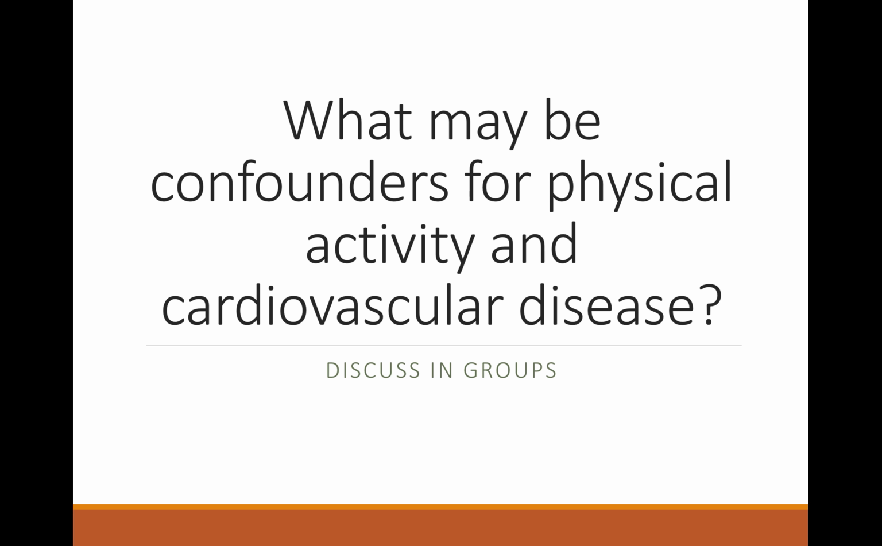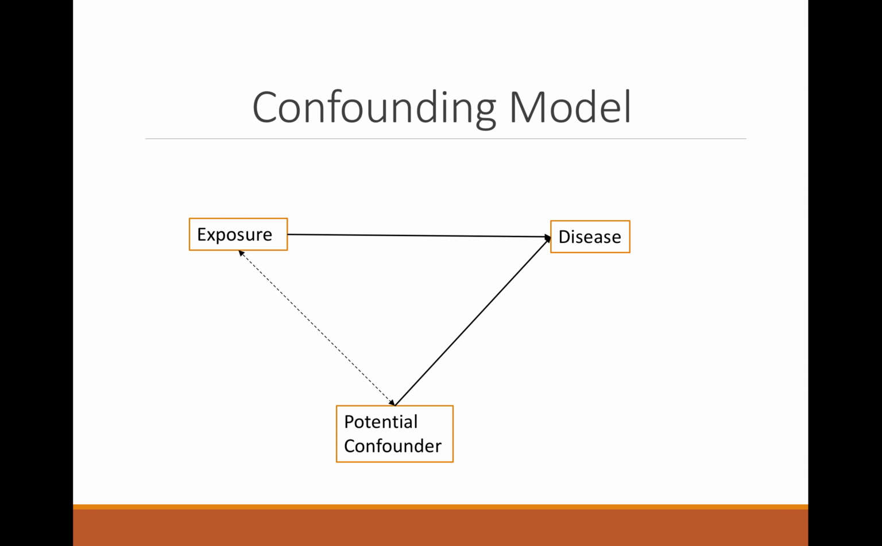So there are going to be things that are associated with physical activity and associated with cardiovascular disease, like diet. But if we still see that physical activity is a risk factor for cardiovascular disease, these variables aren't going to be confounders. They're just going to be other risk factors for cardiovascular disease that also just happen to be associated with physical activity. And so this is our broad model that we have.